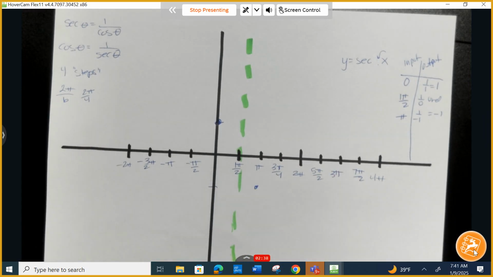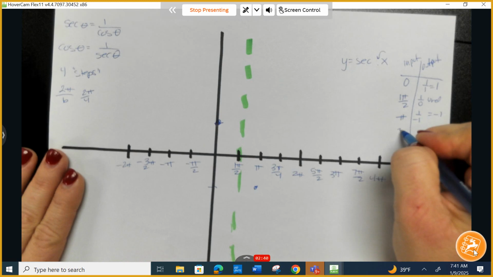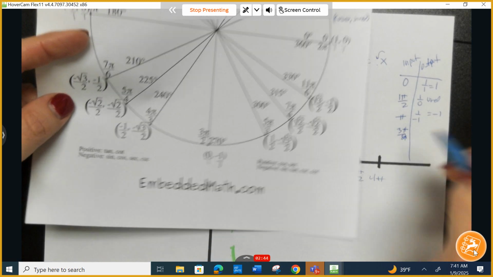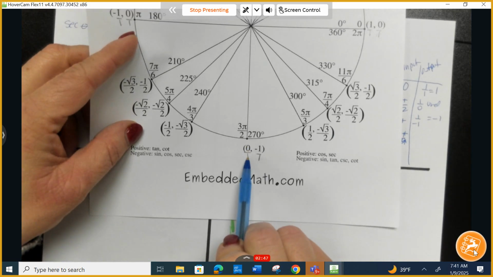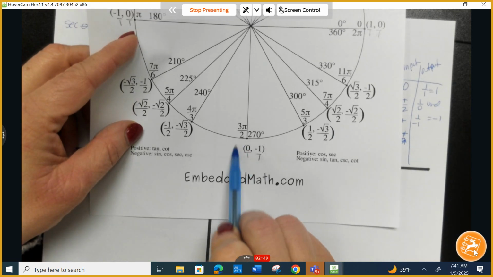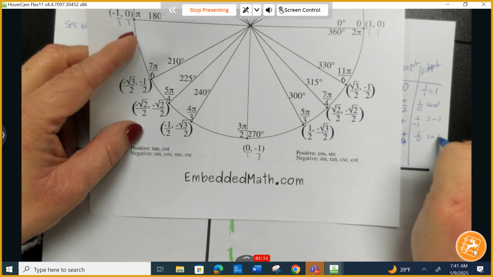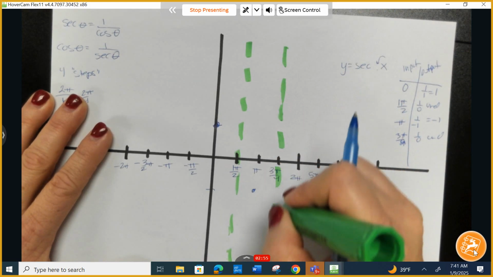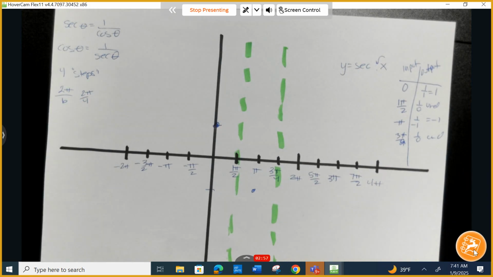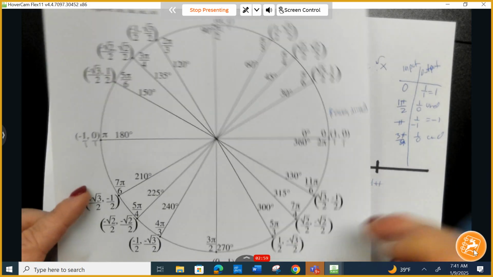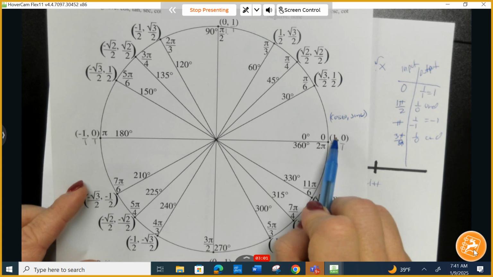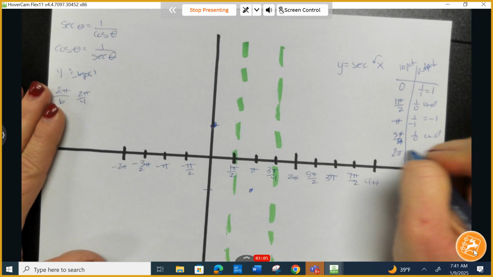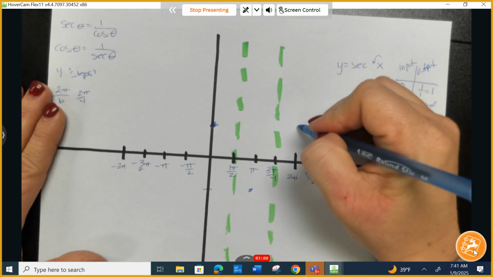2 steps remaining, and then we can just continue the pattern. At 3 pi over 2, I'm searching for what is the cosine. It's 0 over 1, but I want the reciprocal for secant. 1 over 0, or undefined. And at 2 pi, as we complete the 4th and final step, I have 1 over 1 for the cosine. The reciprocal is simply 1 over 1, or 1.